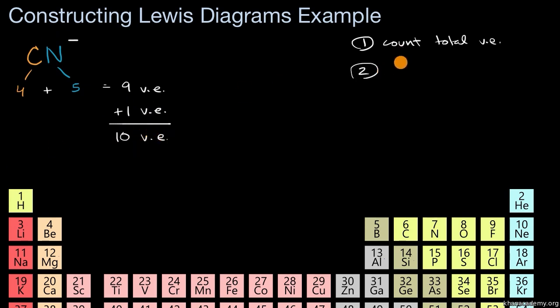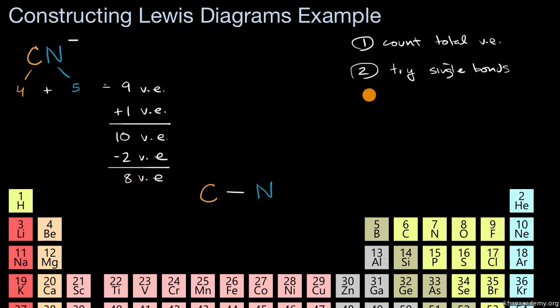Now, the next step is to try to draw single bonds and identify a central atom. We only have 2 atoms here, so really neither feels central. So let me just put a carbon and a nitrogen next to each other here, and then let me draw one single bond. By drawing that one single bond, I have now accounted for 2 valence electrons. So now I'm left with 8 valence electrons. And so that's the next step.